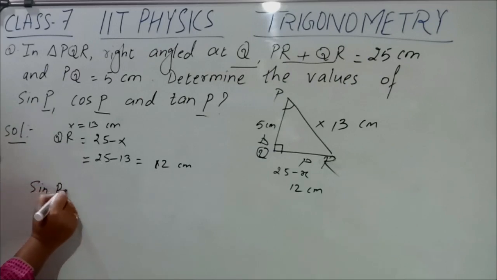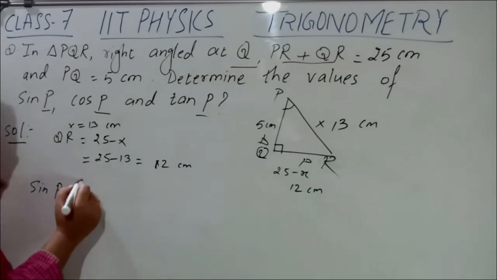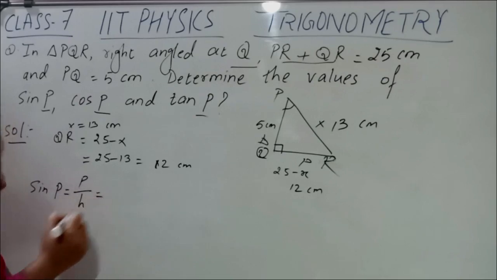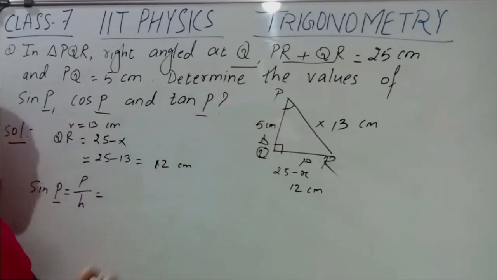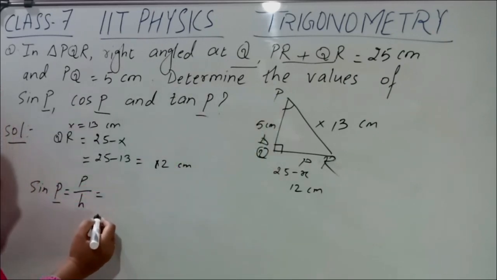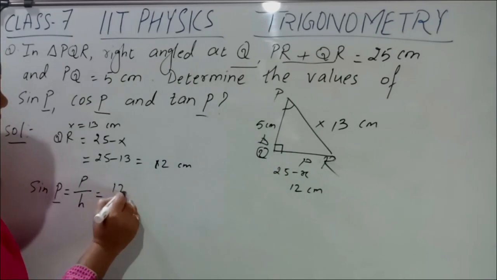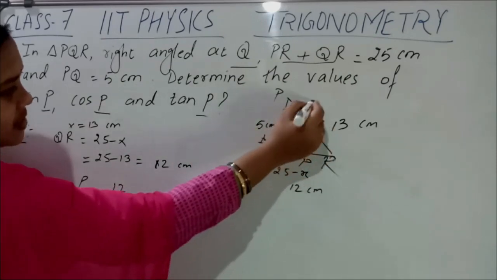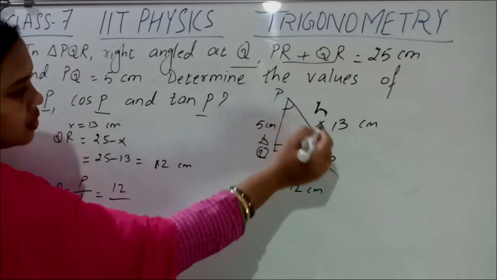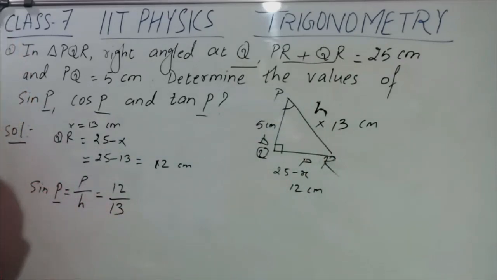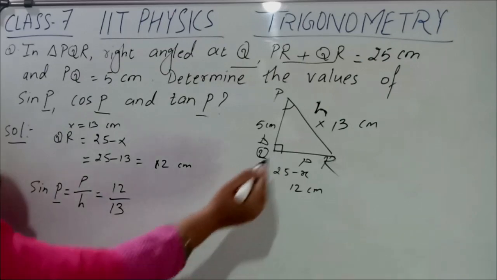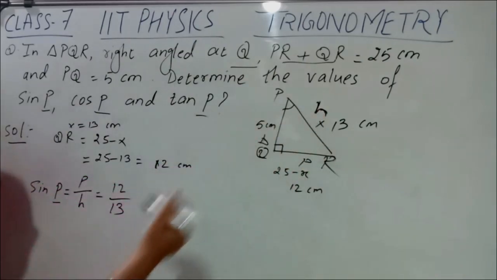Sin P. Sin theta equal to perpendicular by hypotenuse. The angle of reference is angle P. Perpendicular value is 12. Hypotenuse value, this is the hypotenuse, is 13. So sin P is equal to 12 by 13, perpendicular by hypotenuse.